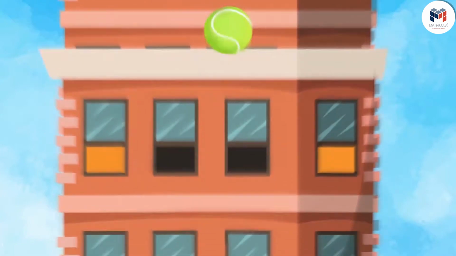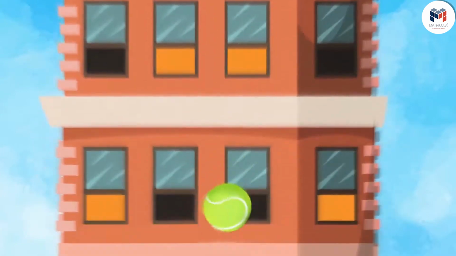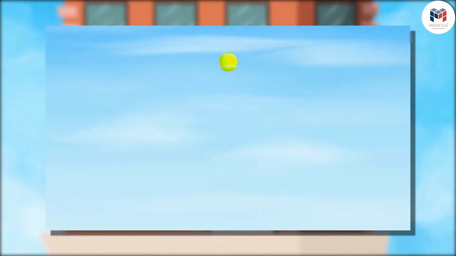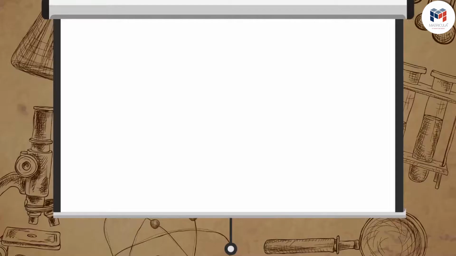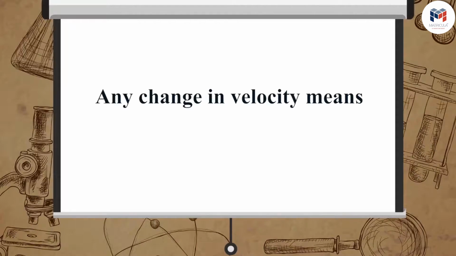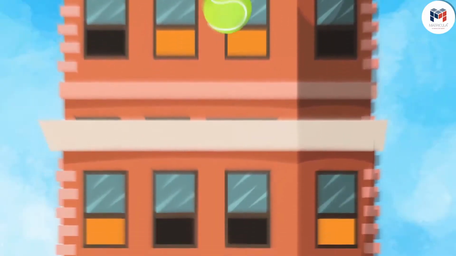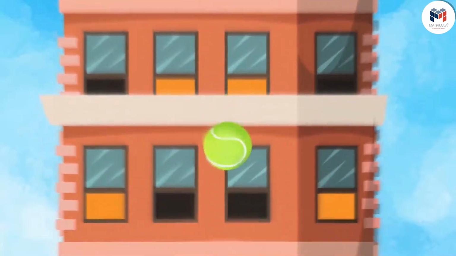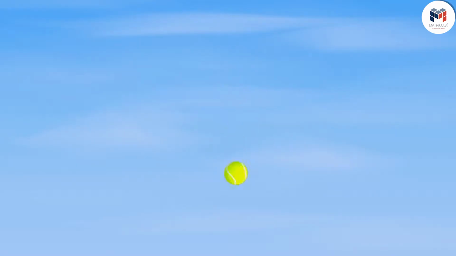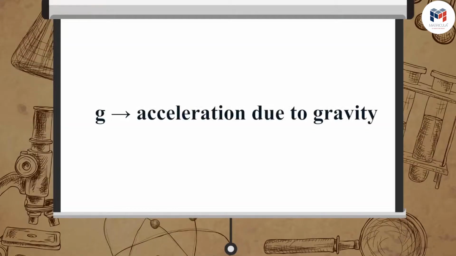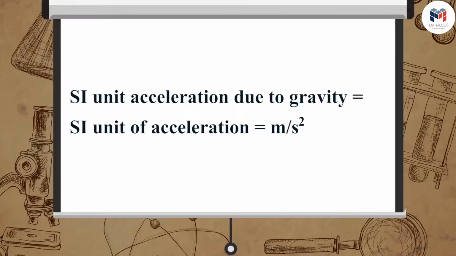When an object is in free fall, there is no change in its direction, but a change in the magnitude of velocity takes place due to gravity. And as we know, any change in velocity means acceleration. So, when an object is falling towards the Earth, an acceleration is involved. And the acceleration is due to the gravity of Earth. Thus, we refer to this acceleration as acceleration due to gravity. It is denoted by g. Its SI unit is the same as that of acceleration, which is meter per second square.